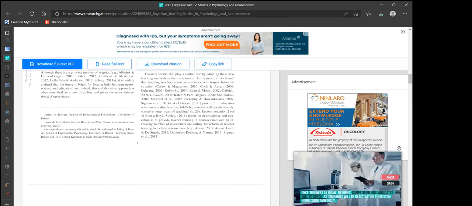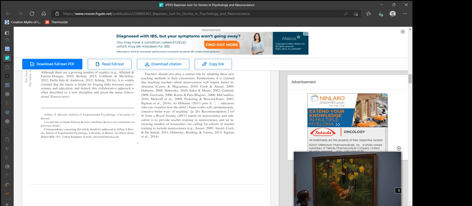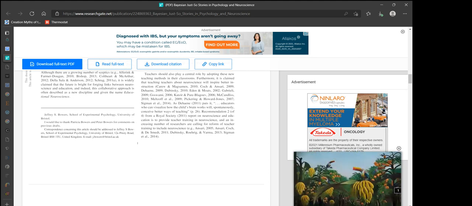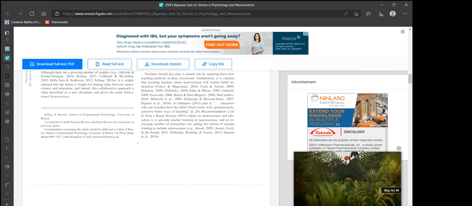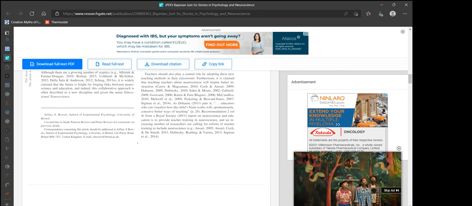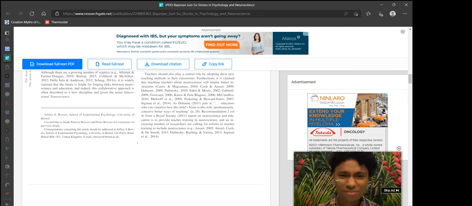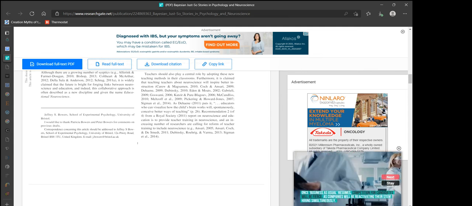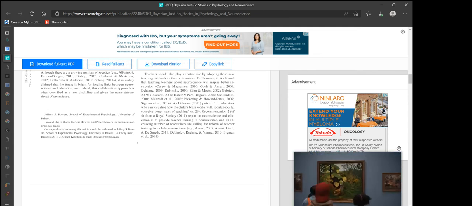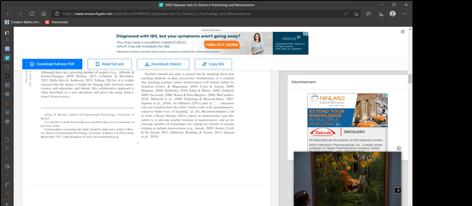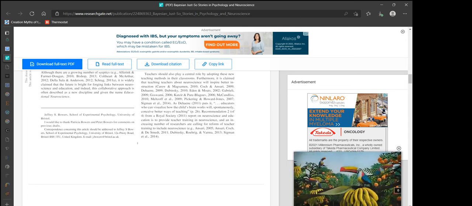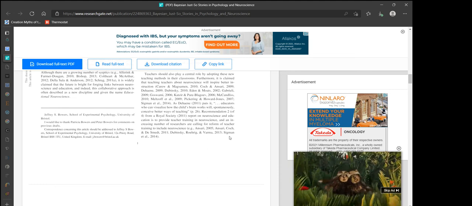As Dehaene (2011) puts it, "educators who can visualize how the child's brain works will spontaneously conceive better ways of teaching." Recommendation 2 of 4 from a Royal Society 2011 report on neuroscience and education is to provide teacher training in neuroscience, and an increasing number of researchers are calling for reform of teacher training to include neuroscience.